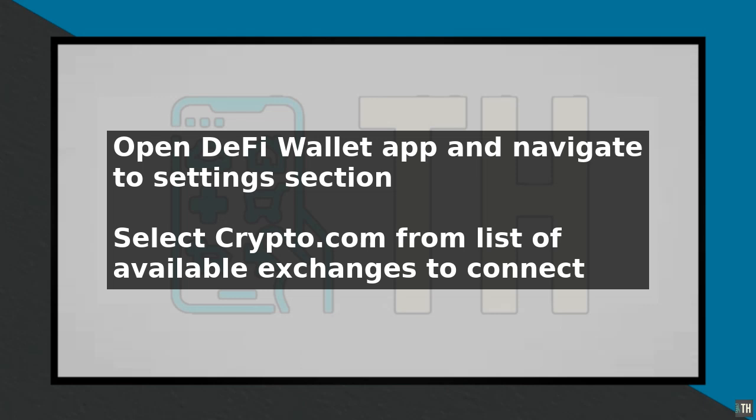To obtain your Crypto.com API key, log into your Crypto.com account and navigate to the API section. Click on the Generate API key option and follow the instructions to create a new API key. Copy the API key and paste it into the DeFi wallet app.